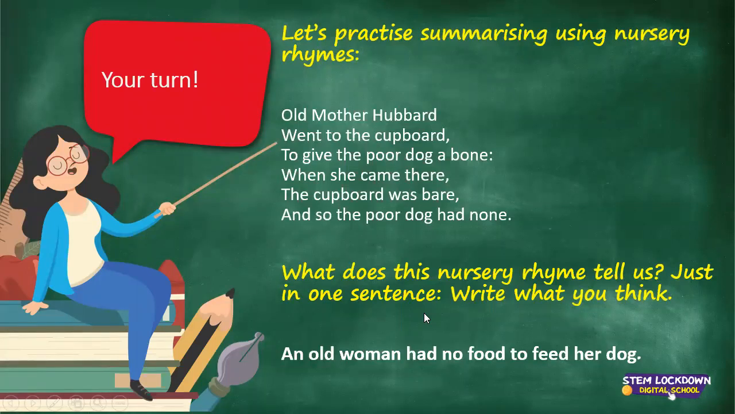So for me, it's an old woman who had no food to feed her dog. As you can see, old Mother Hubbard went to the cupboard to give the poor dog a bone. But when she came there, the cupboard was bare, and so the poor dog had none. So basically, it's just about an old woman who had no food to feed her dog, okay?